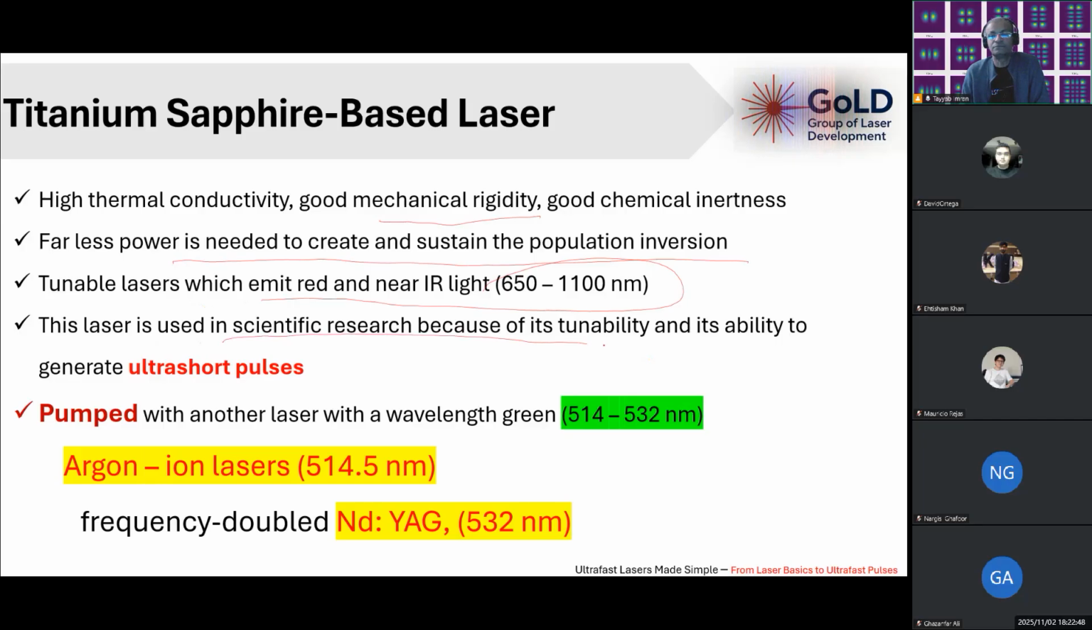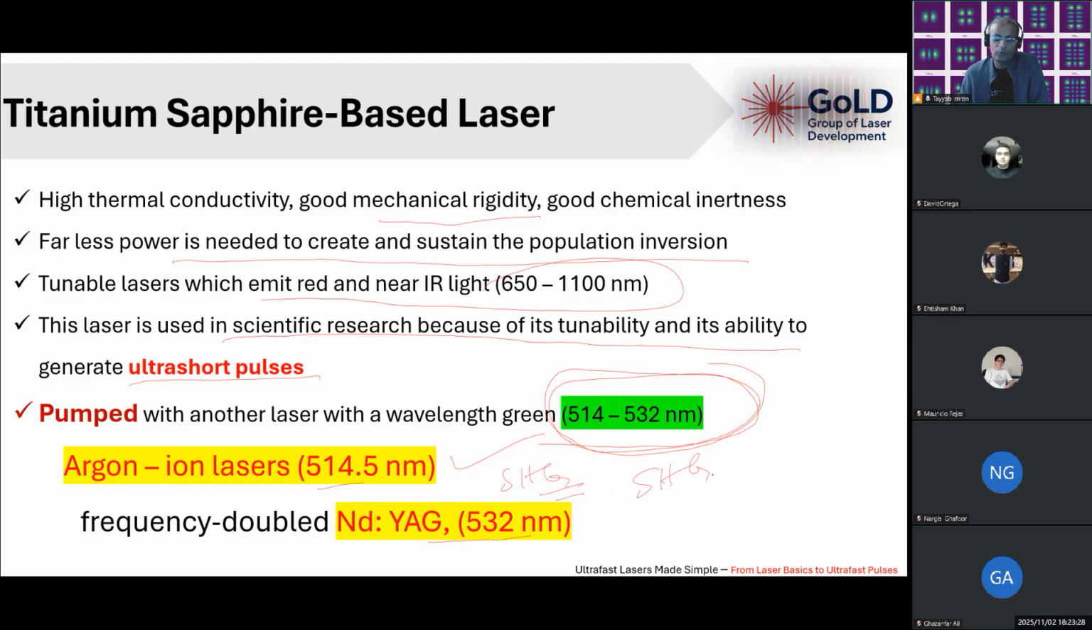It has applications, but tunability is one of the very good things, and this is one of the reasons we have ultrashort pulses in different wavelength ranges, starting from 700 to 1000 nanometers. The pump, as I mentioned, has to be in this range, matching the absorption band. The argon ion wavelength is 514 and Nd:YAG is 532, from second harmonic generation.